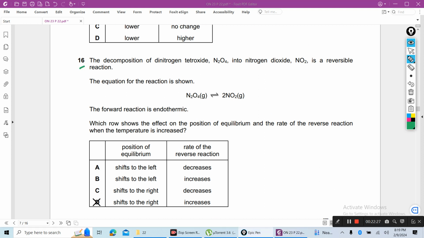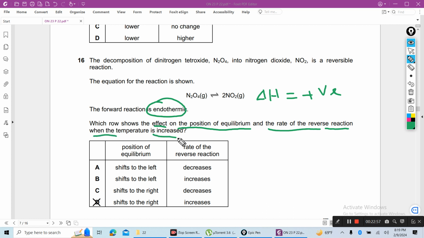Now, the decomposition of dinitrogen tetroxide to produce nitrogen dioxide is a reversible reaction, and this reaction is an endothermic reaction, meaning the delta H value will be positive. So which row shows the effect on the position of equilibrium and the rate of the reverse reaction when the temperature is increased?